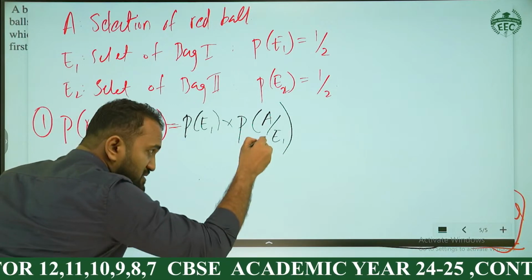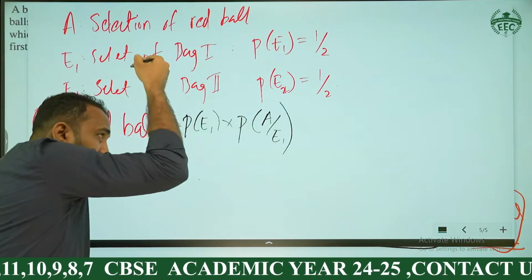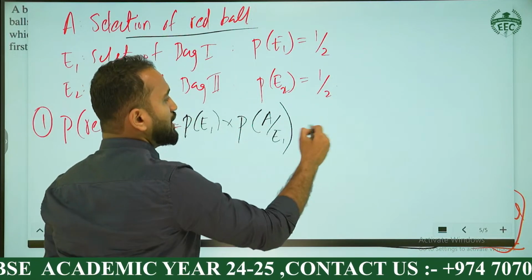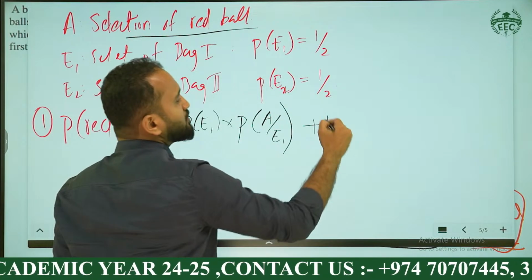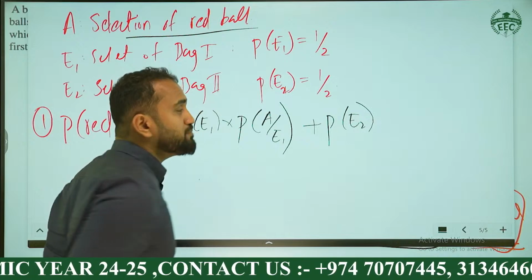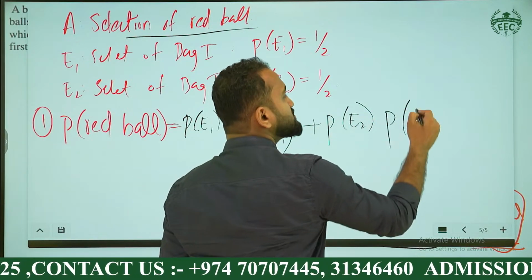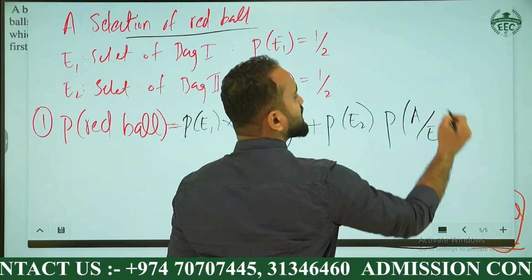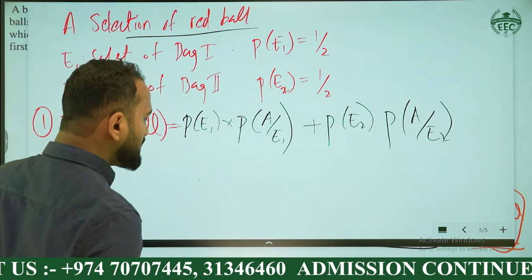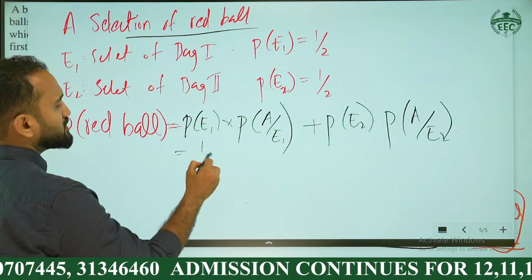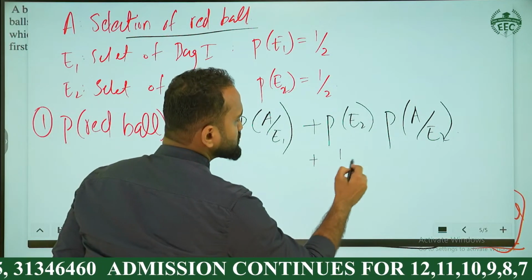If event E1 happens, if the first bag is being selected, then tell me what is the probability of A, the selection of a red ball. Now, after that, go for the second bag, P of E2, the probability of selection of the second bag. If you select the second bag, then tell me what is the probability of selection of a red ball. That is the second one. People, the thing is very easy, right? It was found that P of E1 is 1 by 2, P of E2 is also 1 by 2.